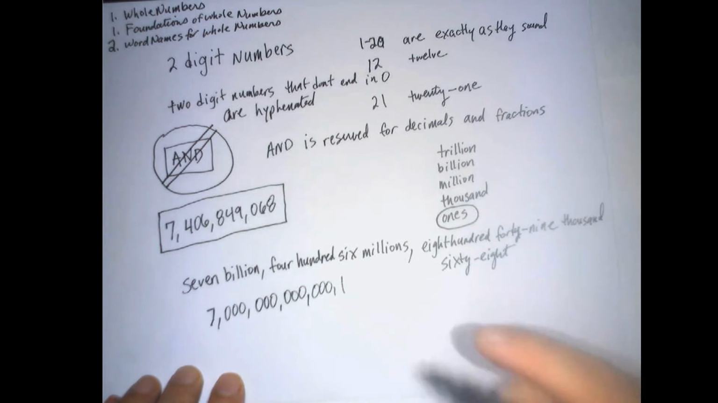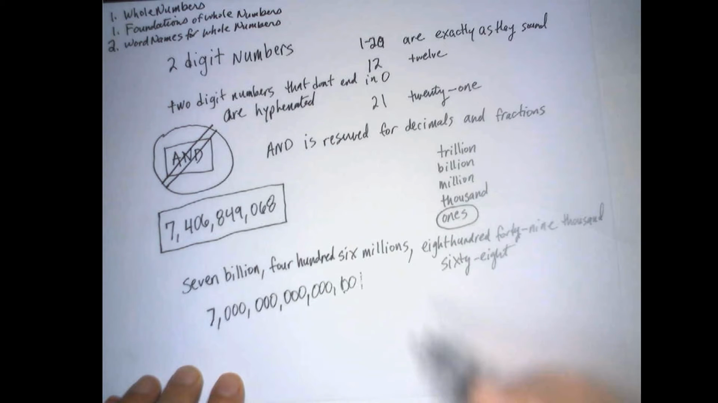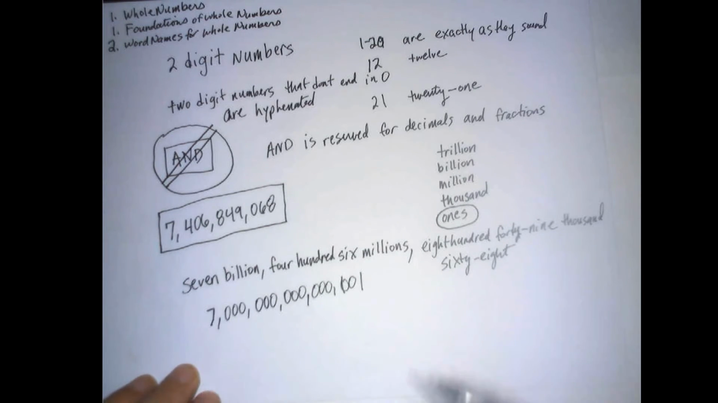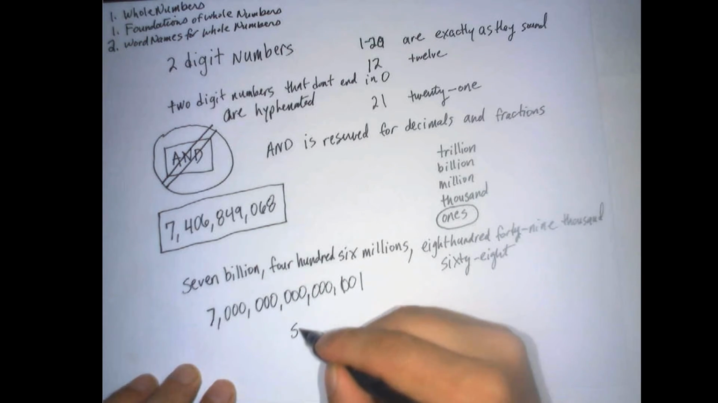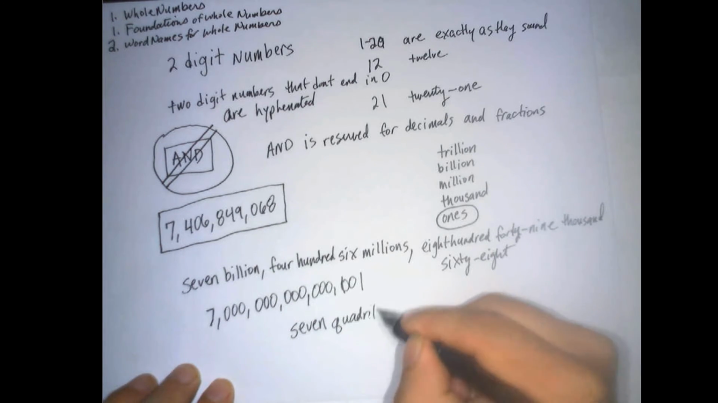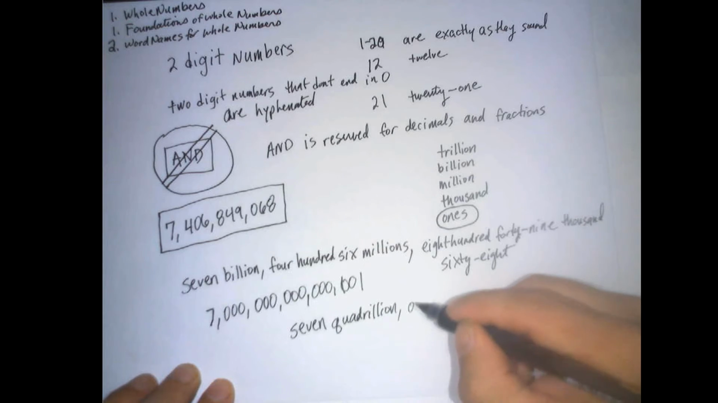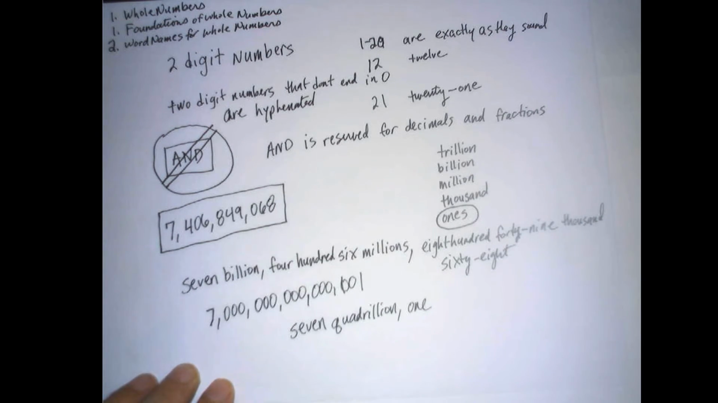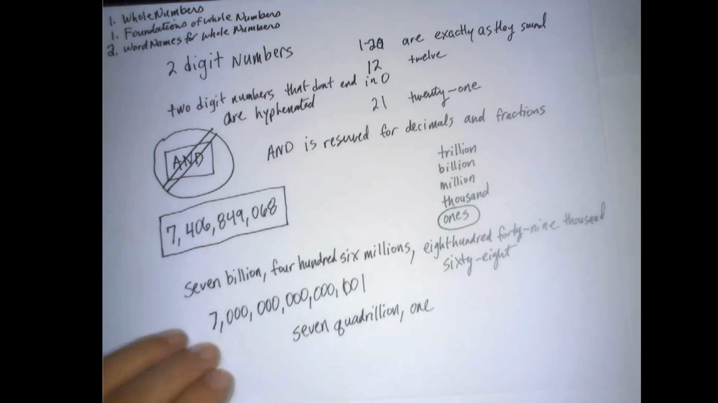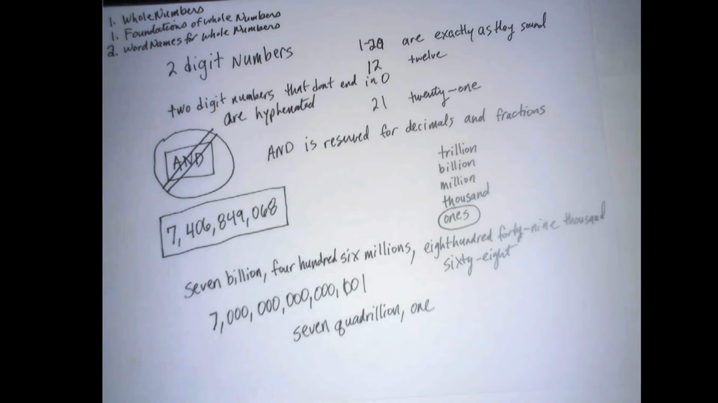Okay, so we have ones, thousands, millions, billions, trillions, quadrillions. So this word number is seven quadrillion, one. And you put the comma right there. I know it looks weird, but that's exactly how you write that number. Seven quadrillion, one.